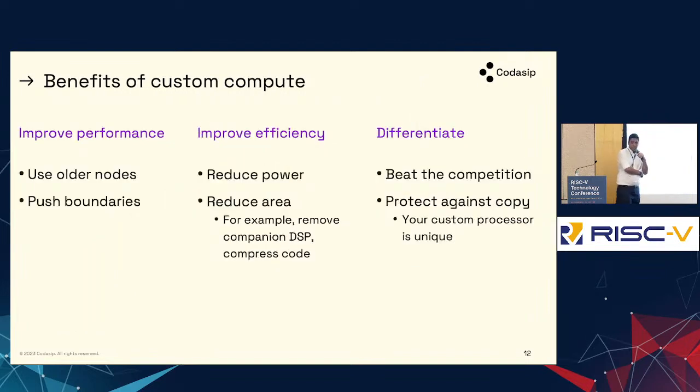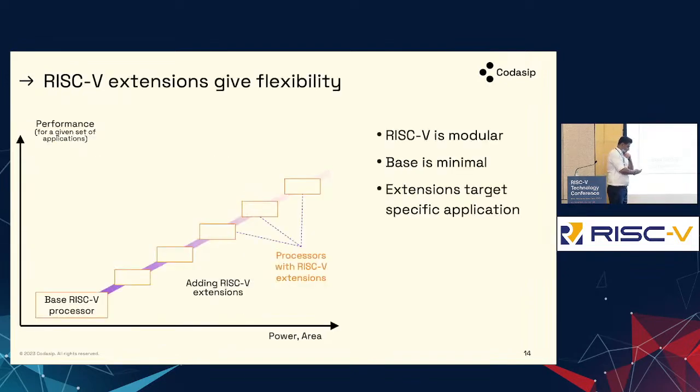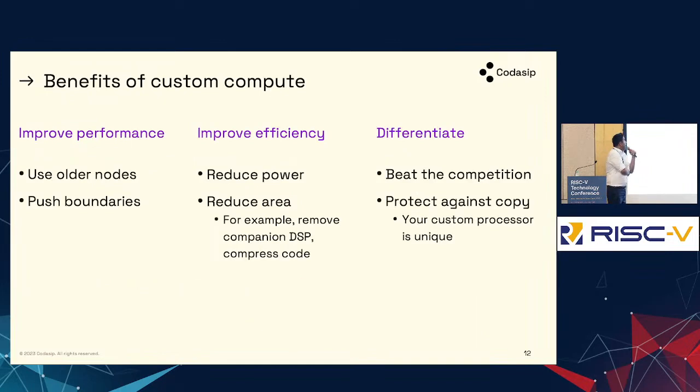So what are the benefits of custom compute? You can improve performance, right? There's two ways of looking at it. Sorry, I'm losing my slides again. One is cost-driven. So if you want to use older process nodes but still get a better PPA, customization will help you there. Or you say, I'm going to use the latest and greatest process node, but I'm going to extract the most value by, again, making it tailored for my use cases, right?